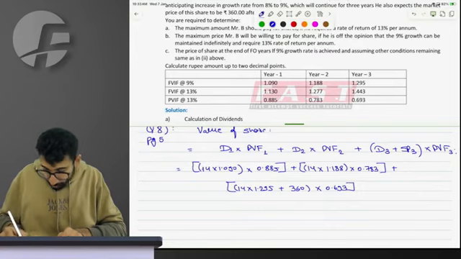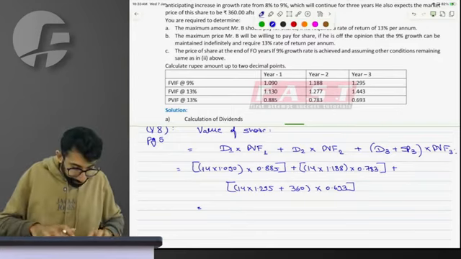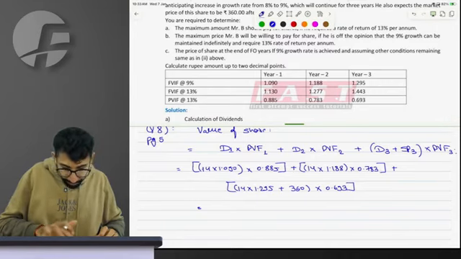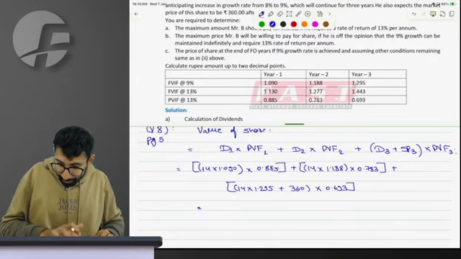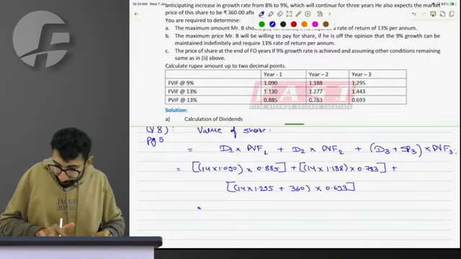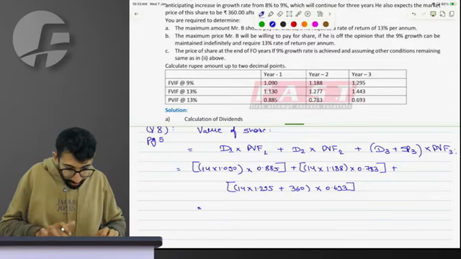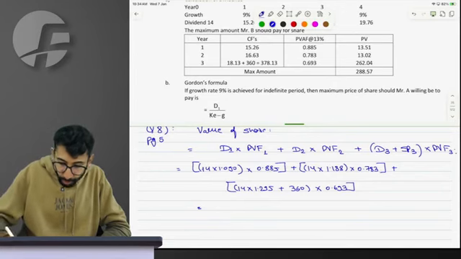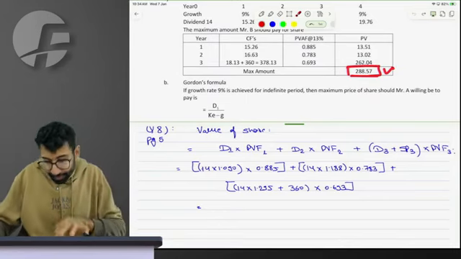So using that, what is the total value of the share today? The total present value, let us calculate. 14 multiplied by 1.09 multiplied by 0.885, plus 14 multiplied by 1.188 multiplied by 0.783, plus 14 multiplied by 1.295 plus 360, whole multiplied by 0.693, and memory recall gives 288.5720, which is 288.57 on a rounded off basis. So you have two choices of presentation.